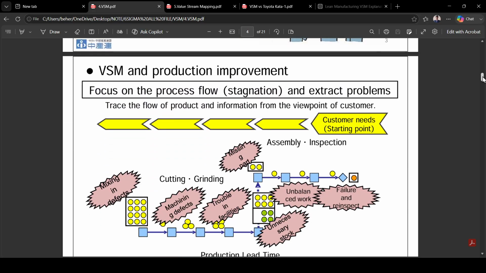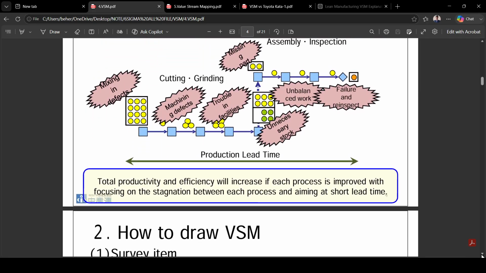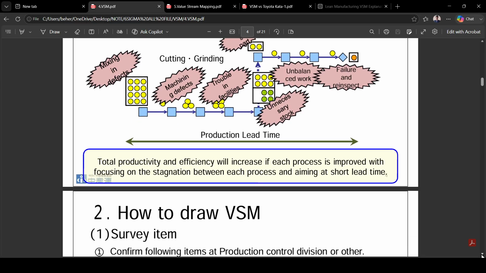So see, this is VSM and production improvement: focus on the process flow and the exact problem. What is the exact problem? See that image, then you can clearly understand. Productivity and efficiency will increase if each process is improved with focus on the stagnation between processes, aiming at a short lead time.